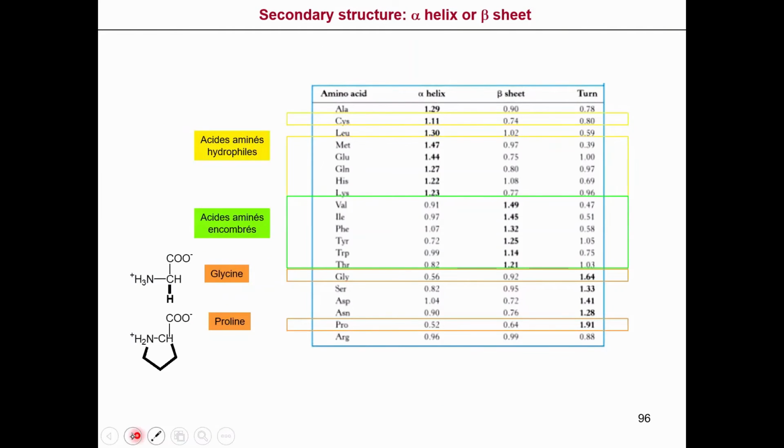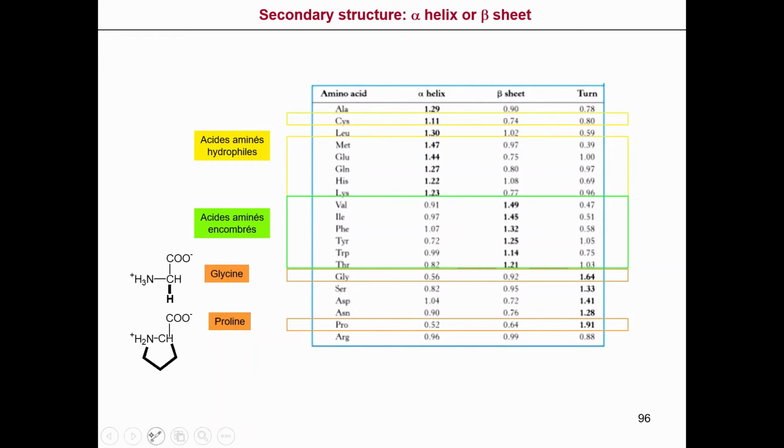So here you have a table with all the amino acids. You have the amino acids and their frequency in the secondary structure: in the alpha helix, in the beta sheet, and in the turn. Here you have, in yellow, the hydrophilic amino acids, which are usually involved in the alpha helix.